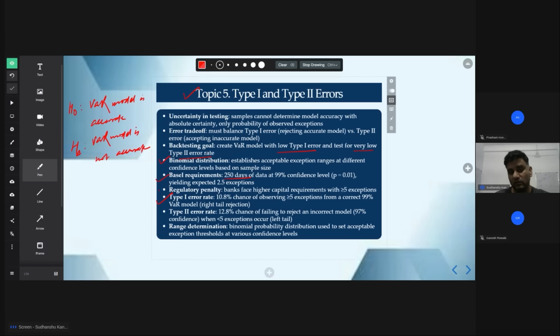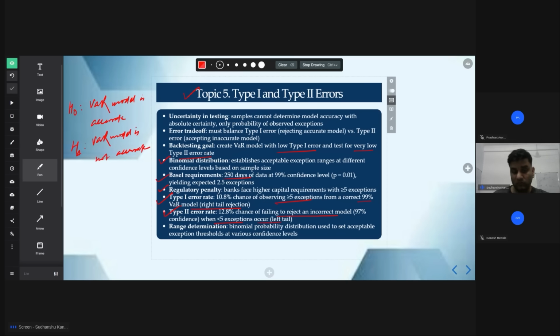And then there is a regulatory penalty also. If a bank has 5 or more exceptions in 250 days, it moves into the yellow or red zone. This triggers a higher capital requirement because it indicates the model underestimates your risk. Then type 1 and type 2 error we have understood. Type 1 error is the right tail: the chance of observing too many exceptions from a correct 99% model, a right tail rejection. Type 2 error is the chance of observing too few exceptions, failing to reject an incorrect model, which is the left tail. So about a 12.8% chance of fewer than 5 exceptions.